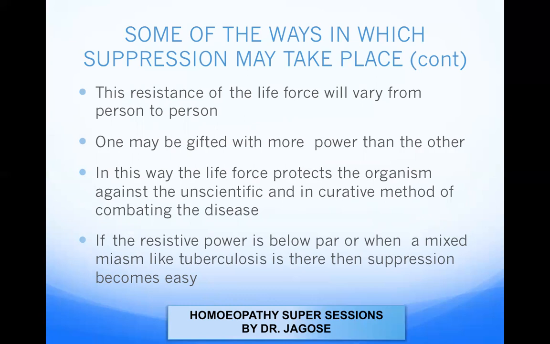The life force, with its inherent power, can protect the person from diseases as well as from unscientific and incurative methods of combating the disease. If the resistance power is below par, or when a mixed miasm like tuberculosis is there, then suppression becomes easy. So when the resistive power of the life force is low, or there is a complex miasm like the tubercular miasm, suppression becomes easy.